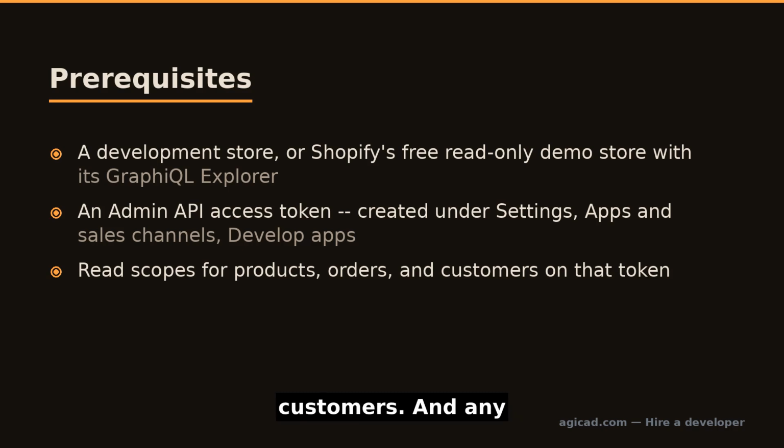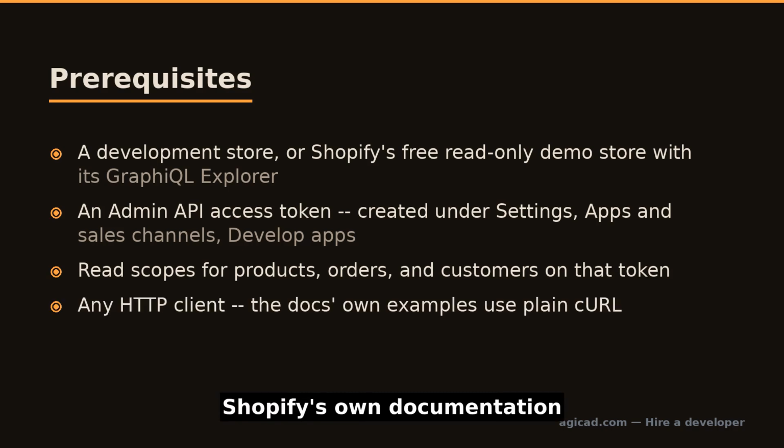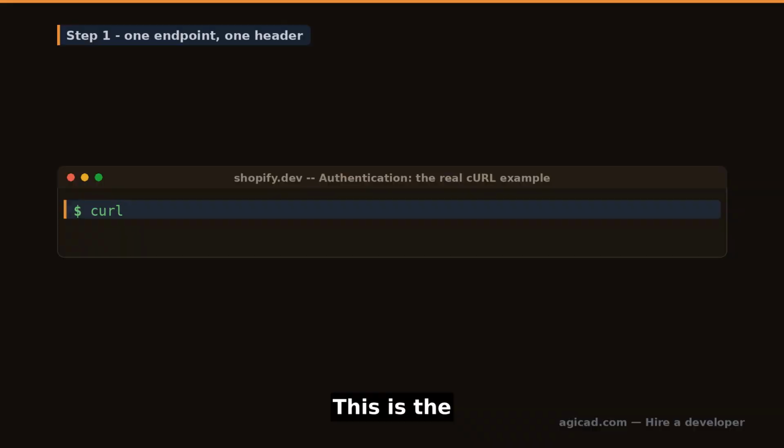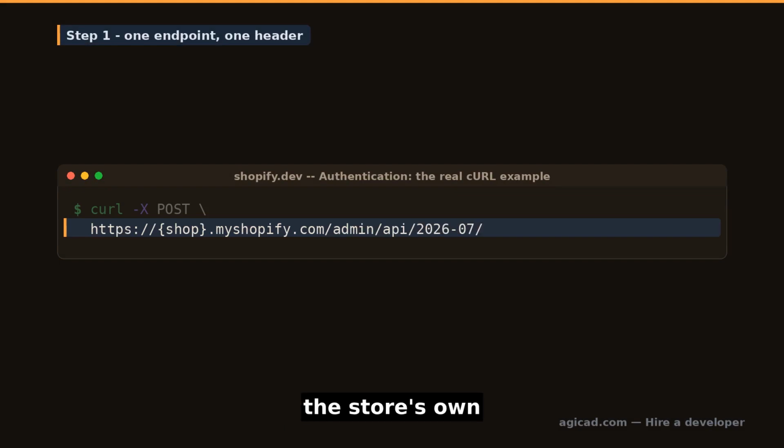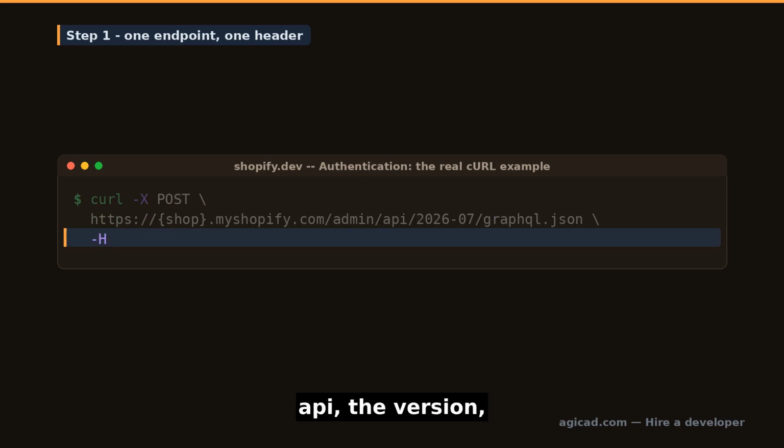And any HTTP client works. Shopify's own documentation demonstrates everything with plain curl, which is exactly what we'll mirror. This is the real authentication example from the reference, and it shows the whole transport in 5 lines. A post to the store's own domain, path admin, API, the version, graphql.json.